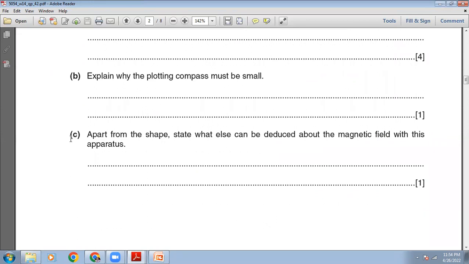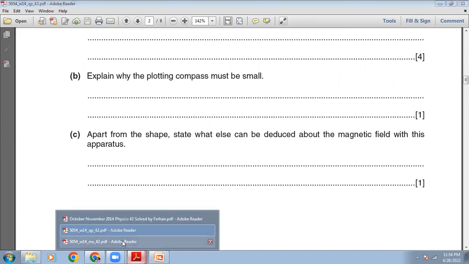It says, explain why the plotting compass must be small. If the plotting compass is small, you can put more dots on the paper, and the more dots you put on the paper, the smoother will be the line and the smoother will be the curve, which represents the magnetic field line, and it's easier to maneuver.